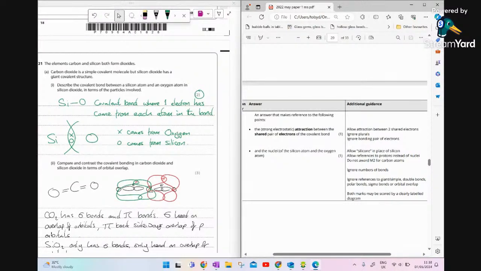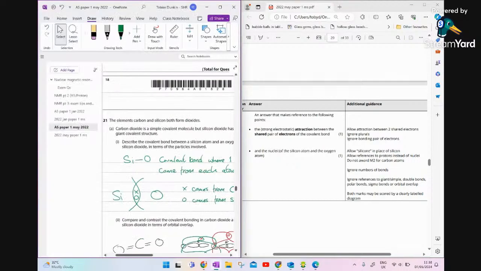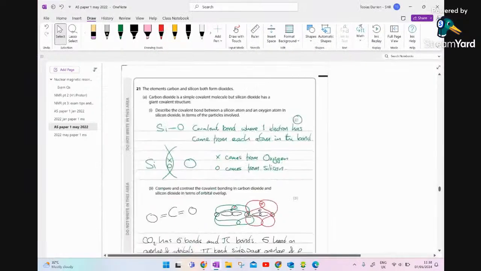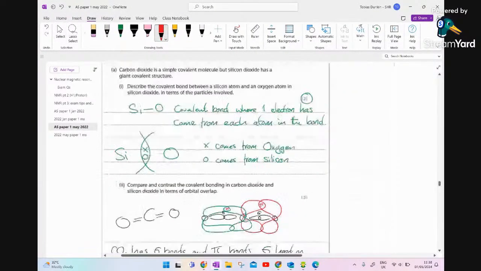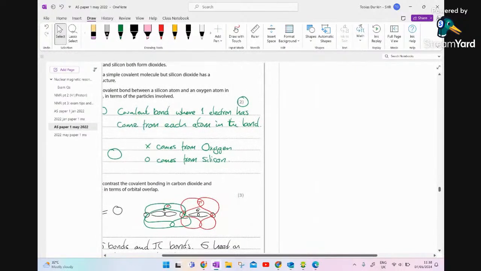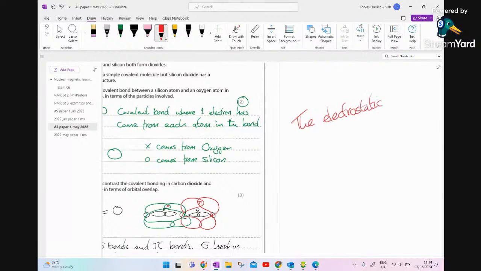Ignore reference, allow places, protons. Yep. Guys, totally missed that question. Totally missed it. Yeah, that's an issue. It's saying describe the covalent bond in terms of particles. Totally missed it. Yeah, I'll take the feedback. The electrostatic attraction. Made a mistake. I do not pretend to be perfect.